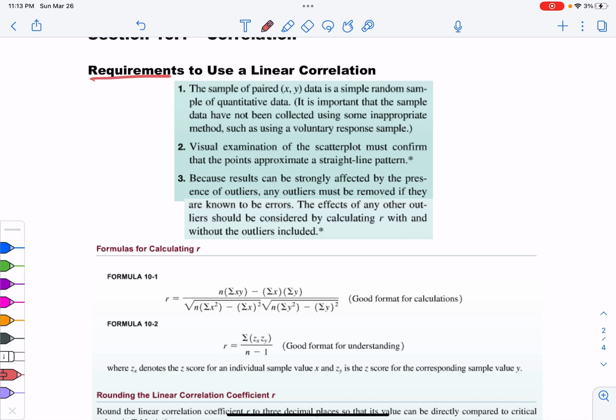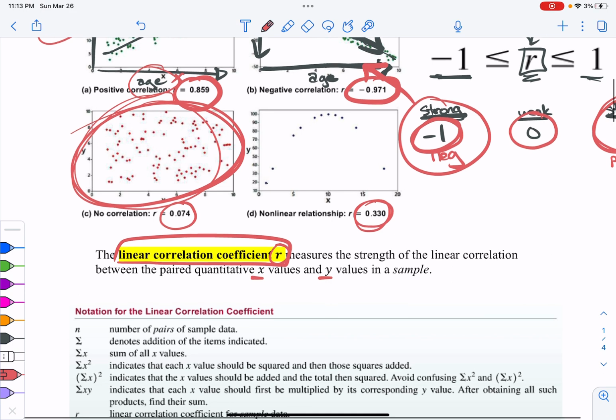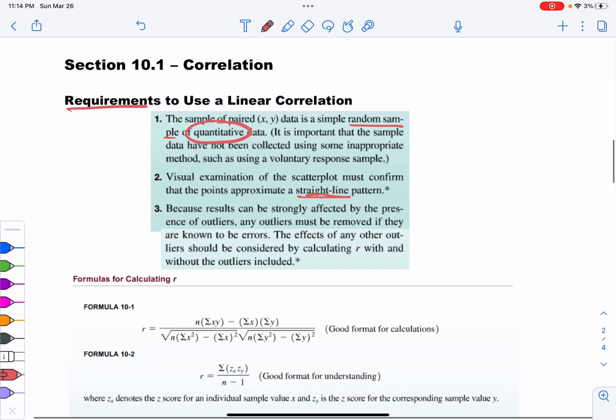If you go to the top of the second page, it says requirements in order to be able to use a linear correlation. The sample pair of data has to be from a random sample of quantitative data. So we can't have categories like blue eyes, brown eyes, green eyes. We have to have quantities, which is numbers. Visual examination of the scatter plot must confirm that they're approximately a straight line pattern. So up here, obviously this is not a straight line pattern, so we're not even going to waste our time calculating the R value, because it's going to be so yucky.